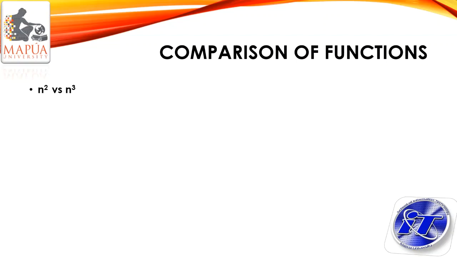So let's have n is equal to 1. So the result between the two notation is the same, 1, 1. But when n is equal to 2, the effect for n squared, it will become 4. But for n cubed, it will become 8. And n is equal to 3, 9 for n squared, n cubed, it will be 27.